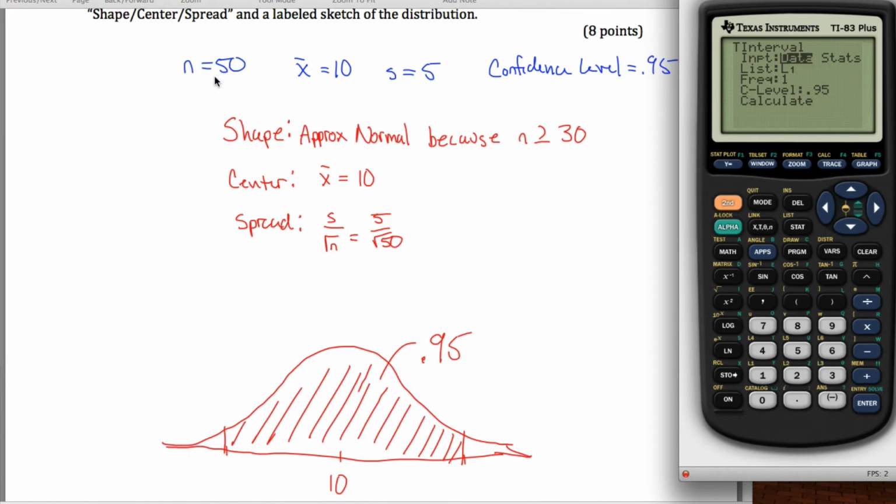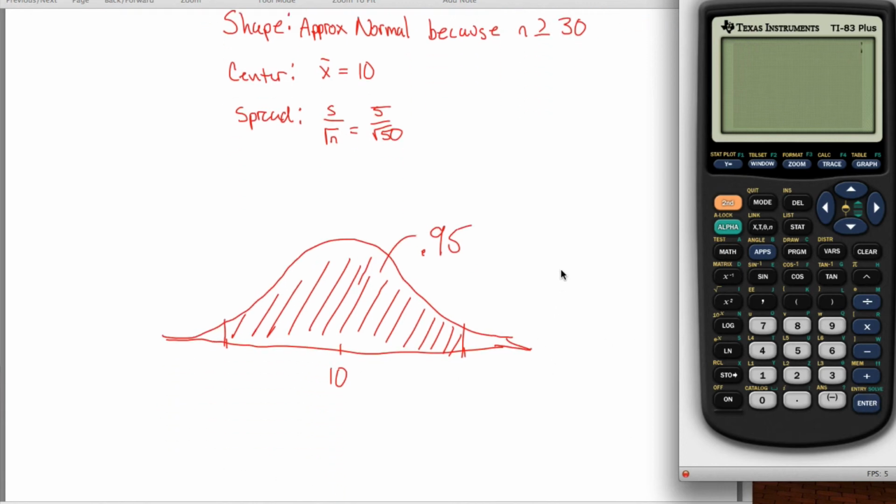In this case, I don't have the data. I don't know that the first time it took 11 minutes, the second time it took 8 minutes, the third time it took 12 minutes. I don't have that. All I know is that in total there were 50 and the average was 10. I only have statistics about the data. X bar was 10. S, the sample standard deviation, was 5. And n was 50. Confidence level, 95%, which is exactly what it asked for. I hit calculate, and it will give me these two values right here.